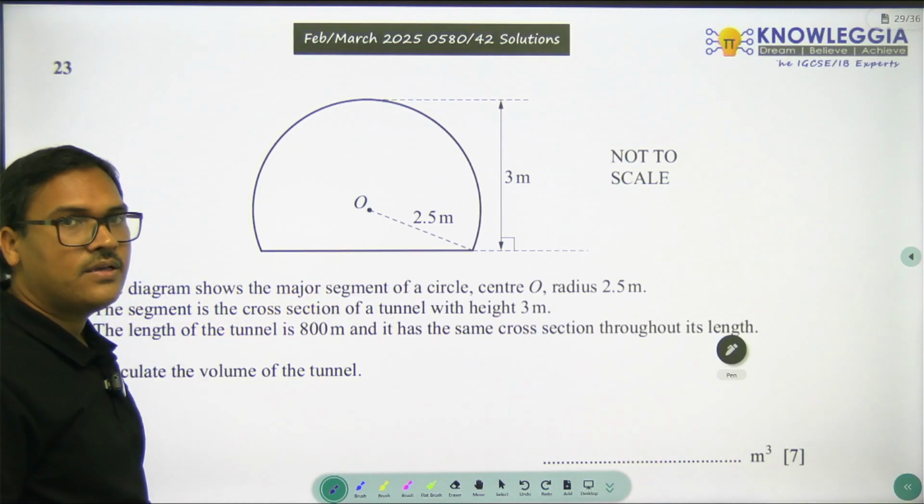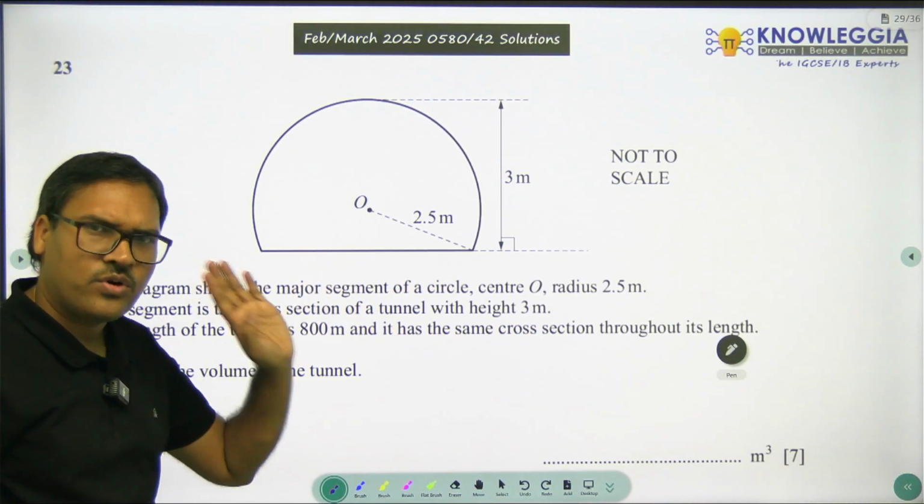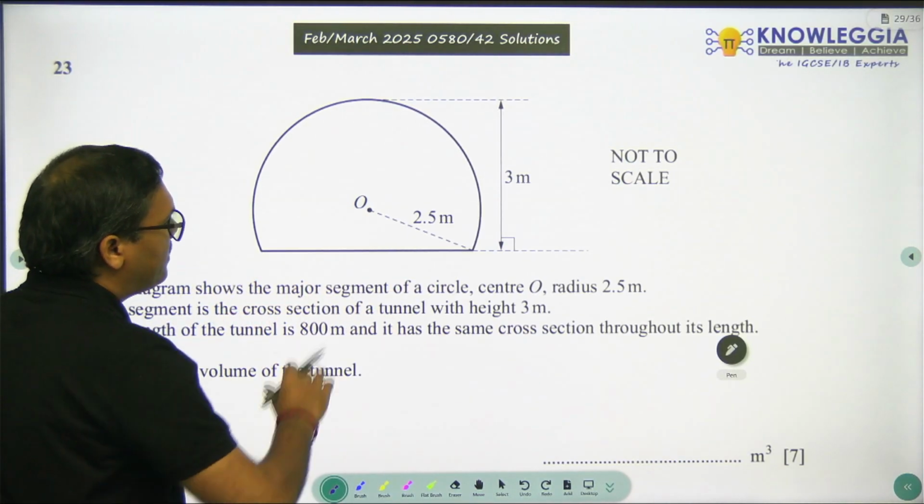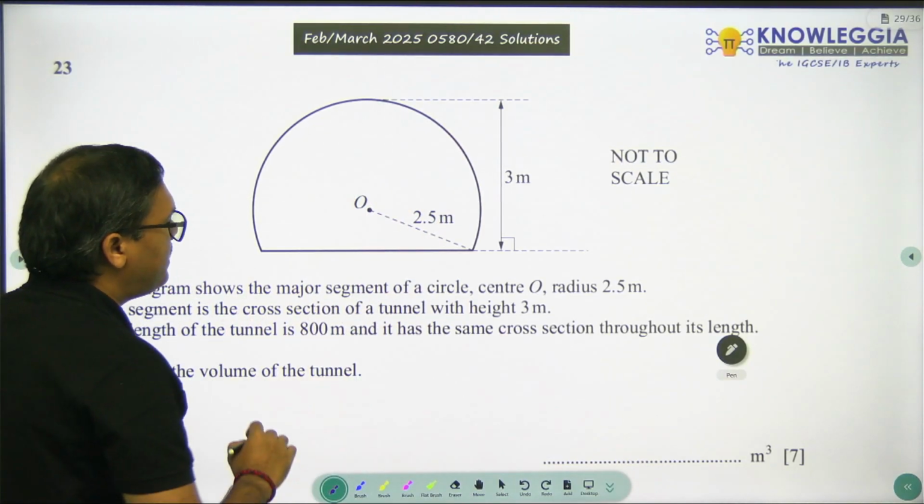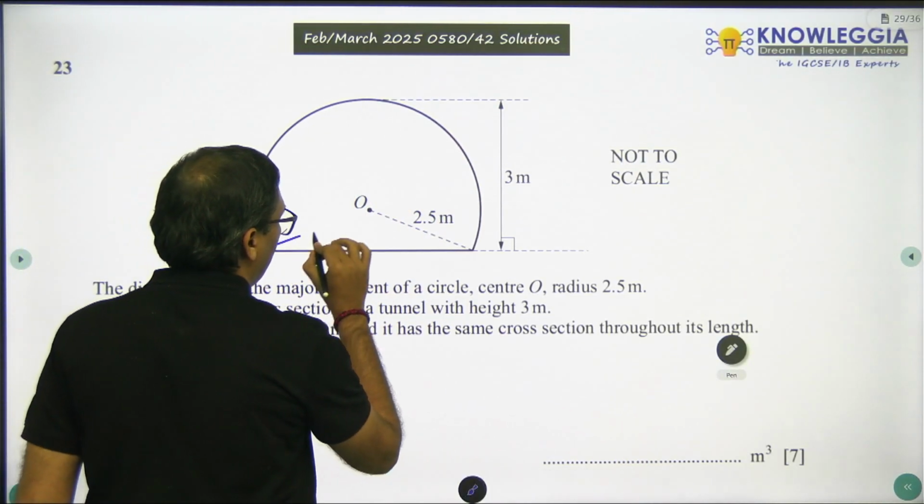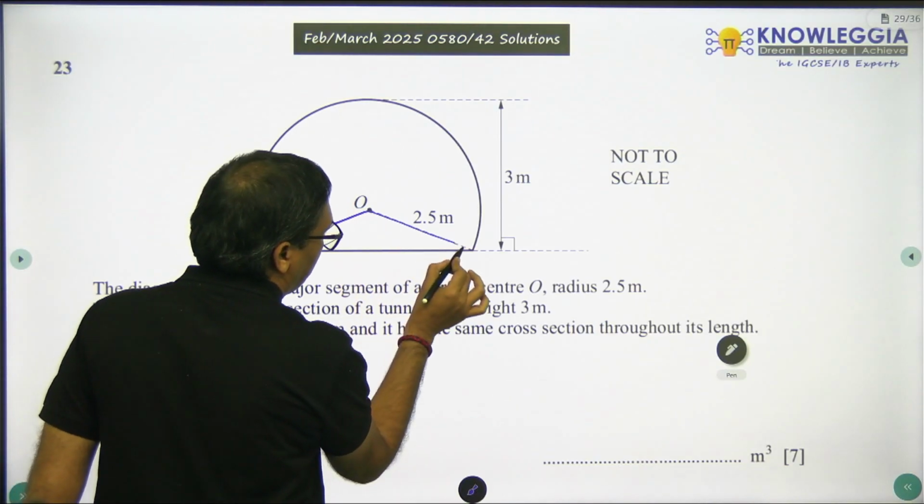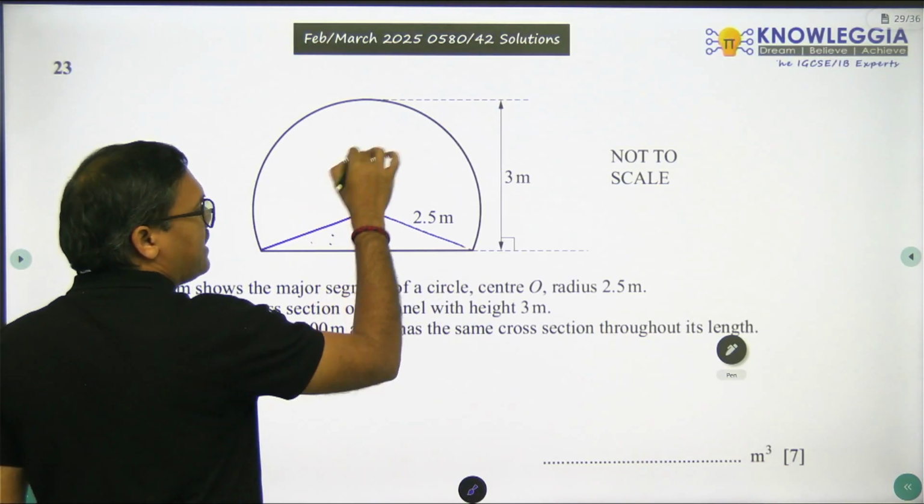The length you can see. So just find the cross section. Let's focus on cross section. For finding the cross section, you have to find the area of this segment. I can divide this segment into this triangle and a sector.